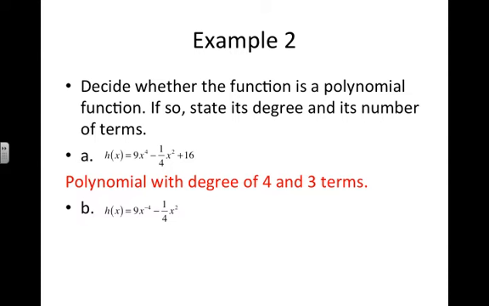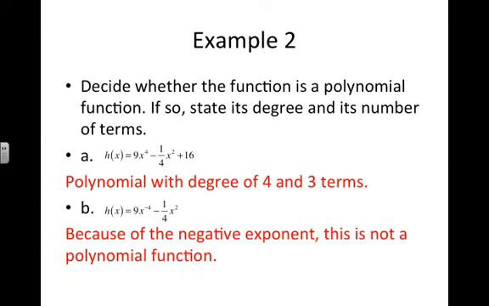Let's look at the next one. h of x equals 9x to the negative fourth power minus 1/4 x squared. At first you may think, oh, okay, that one's fine. It doesn't look that much different from the first one. The problem is that negative 4 is not a whole number. It's a negative, and so really that means 1 over x to the fourth power. Remember, a negative exponent means take the reciprocal of. So this would not be a polynomial. Because of the negative exponent, this is not a polynomial function.